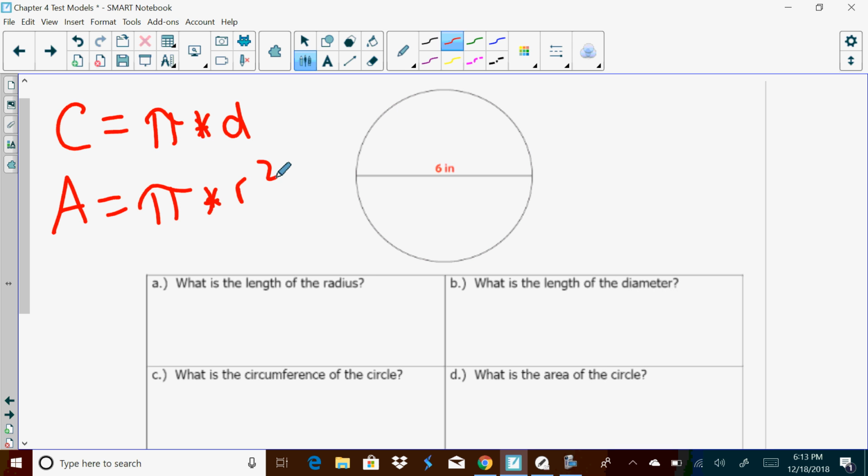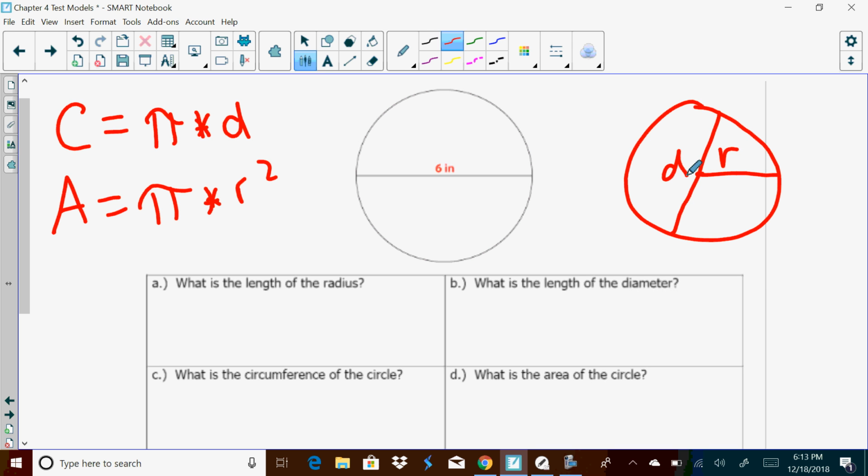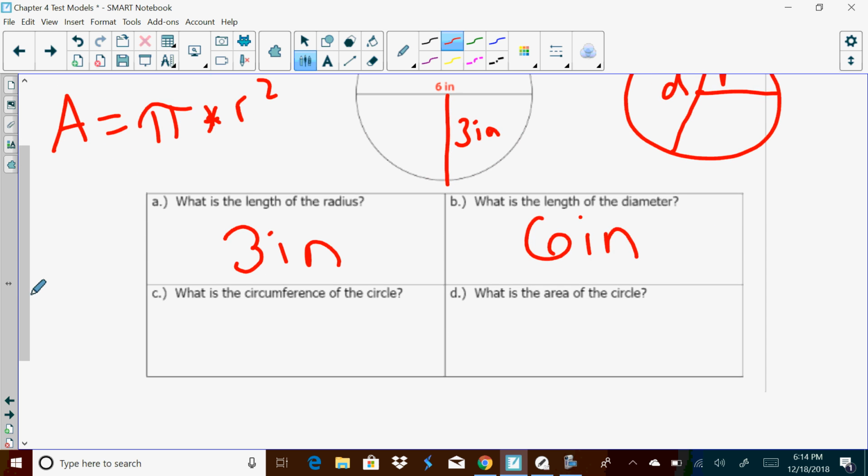So the first question says, what's the length of the radius? And the radius, so if I have a different circle over here, my radius goes halfway across my circle, and my diameter goes all the way across my circle. So this picture gave me the diameter. So I know the length of the diameter is 6 inches. So that means the radius is half of that. So it is 3 inches. And you want to make sure to remember your units.